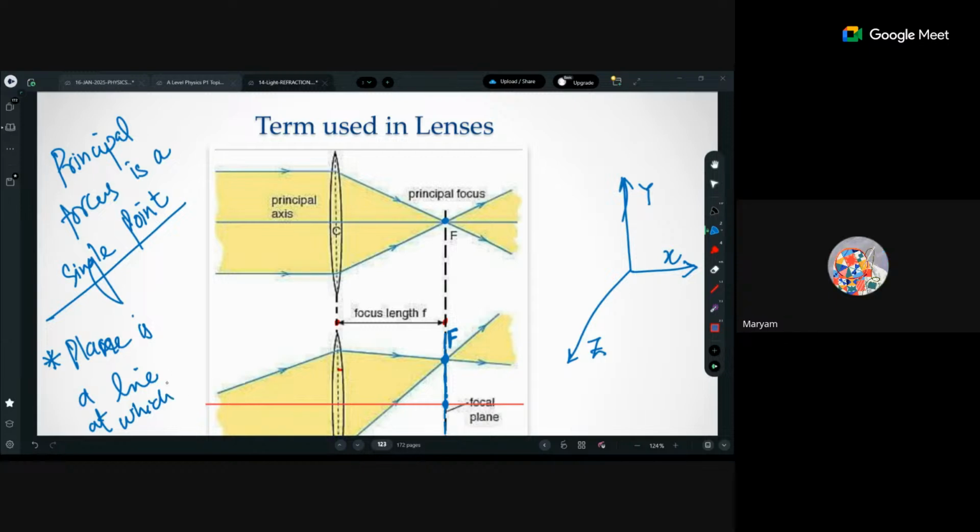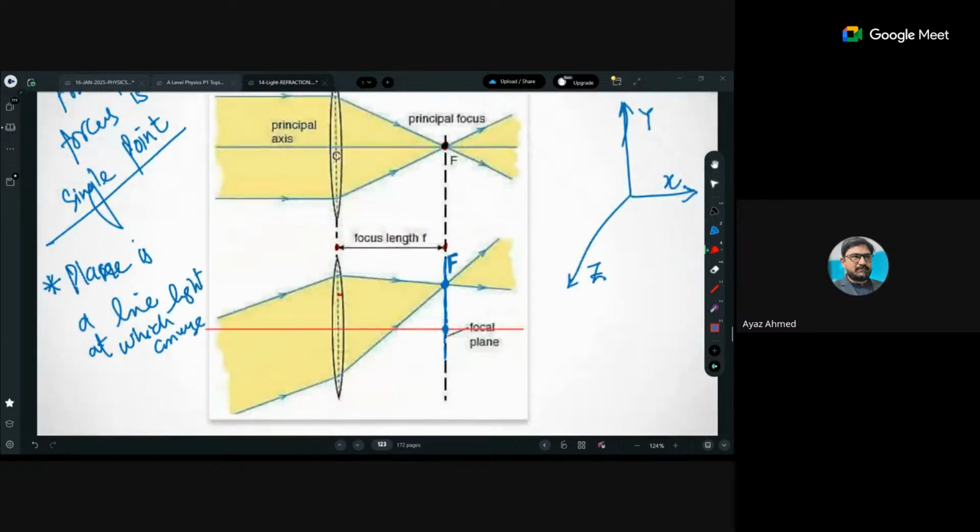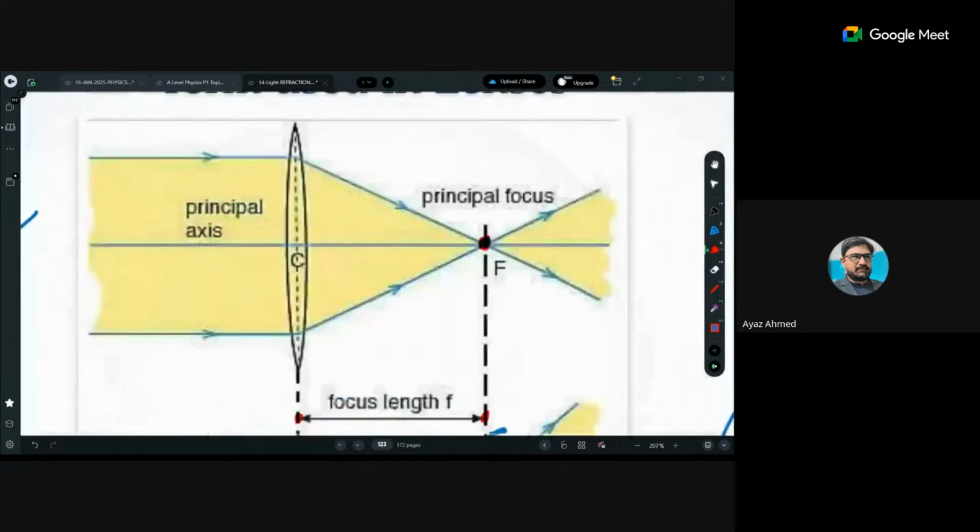If it is exactly in the middle of the lens, then it will be exactly on the principal axis. But it can be anywhere above, below, or on the principal axis. But the distance between the center of the lens and this line will remain the same, which is your focal length. But you people are not supposed to get into that detail in your exam.